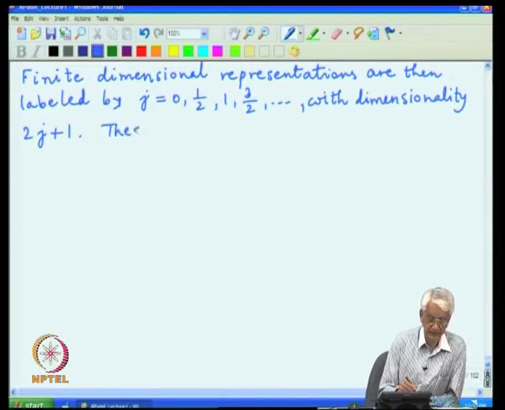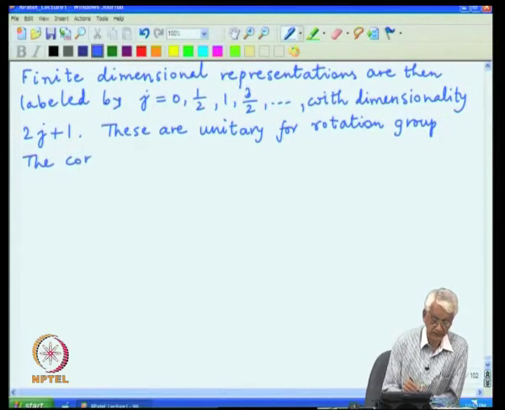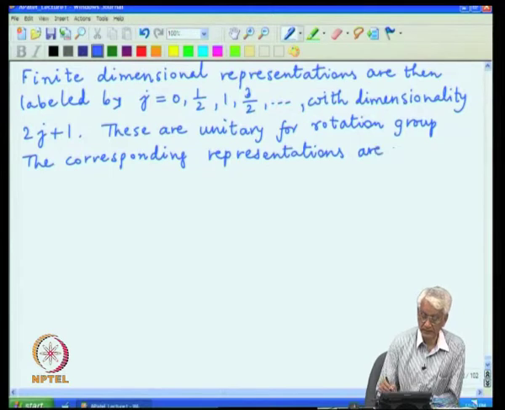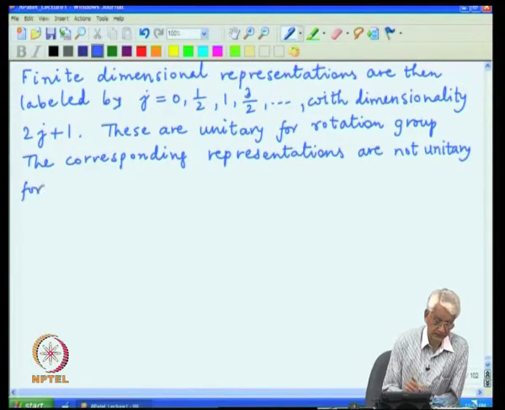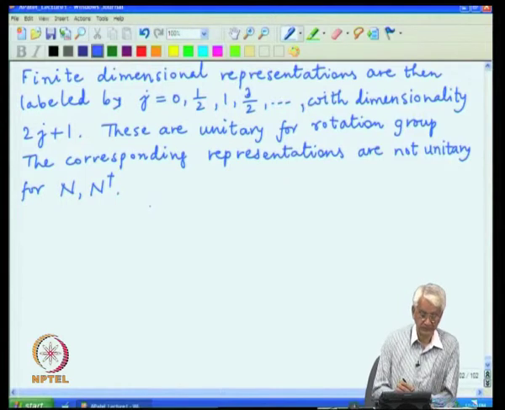These are unitary for the rotation group, and the corresponding representations are not unitary for N and N-Dagger, which are the components of the Lorentz group.